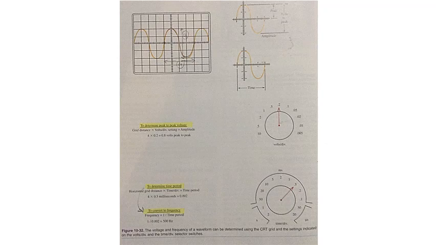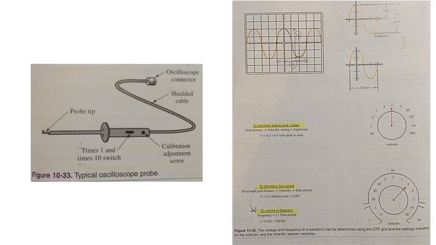A probe is used to connect the oscilloscope to the test circuit. A typical oscilloscope probe is shown in figure 10-33. It is constructed of shielded cable with a connector on one end and the probe tip on the other. The shielded cable is used to prevent interference from stray electromagnetic fields. Most probes are also equipped with a switch for amplifying the reading being taken.